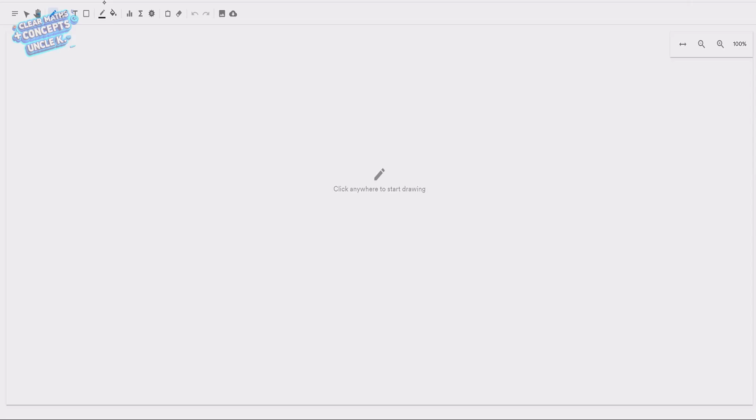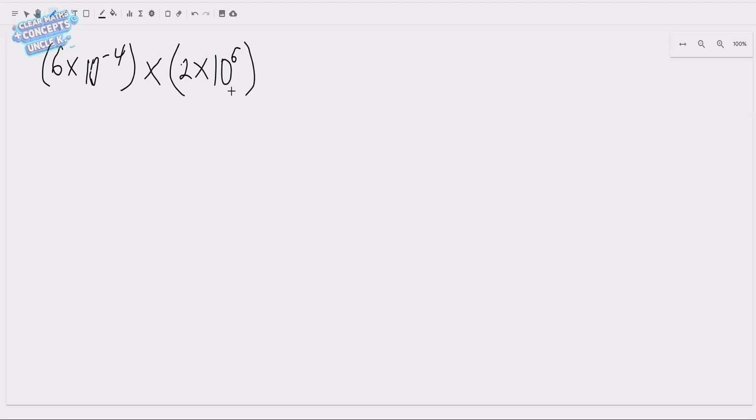Alright, so I'll go to the next page. Now this next question is quite simple actually. You have to evaluate 6 times 10 raised to power minus 4 times 2 times 10 raised to power 6. Now you do the same here.